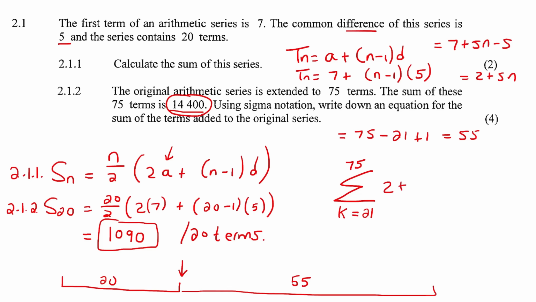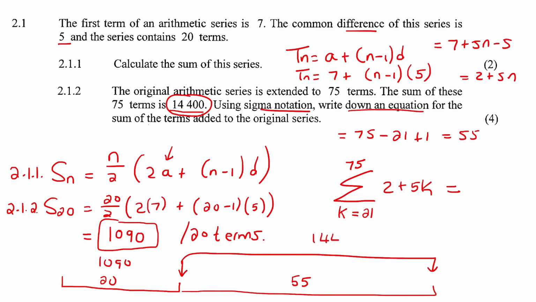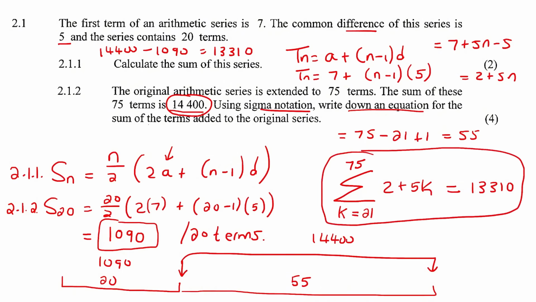So it's going to be 2 plus 5k, and then we can also add on one more thing. We know that the sum of the first 20 terms is 1090, and we know that the sum of everything together is 14,400. So what would the sum of just this part be? Well, that would be 14,400 minus 1090, and that's going to be 13,310. So we can add that there. And this sigma over here represents these new terms that were added.